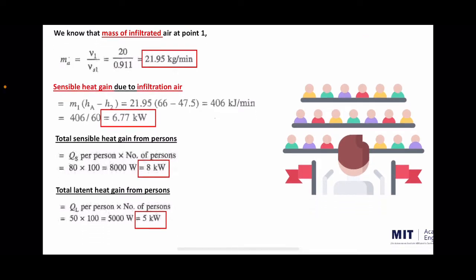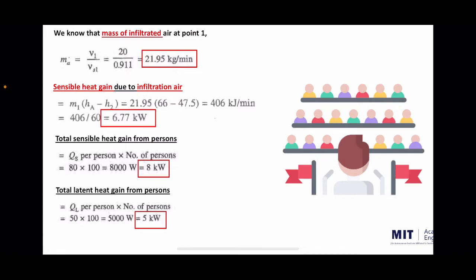Similarly, now we have to find the sensible heat gain from persons. As given in the question, there are a total of 100 persons in the conference room, and each person has a sensible heat of 80 watt.